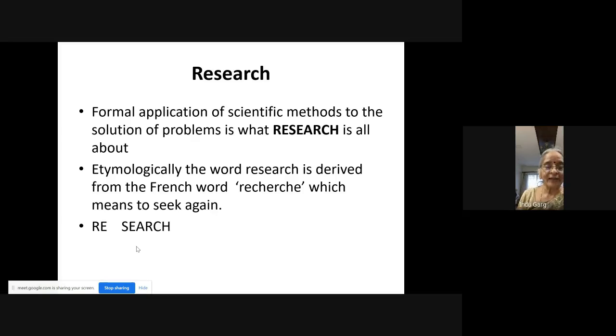Seek again, find again. So then let us break up the word research: re and search. Got it? So we need to seek again, we need to find solutions that are there. All we are looking at is trying to find out the solution. So the problem is there, solutions are there, we are just researching to find the correct solution to our problem using the scientific method, not haphazard, not trial and error. Okay, next.